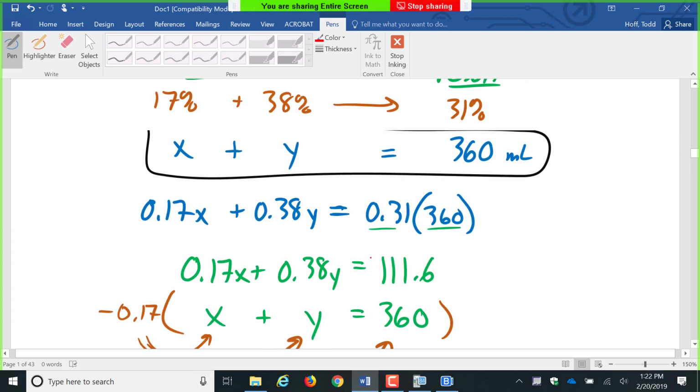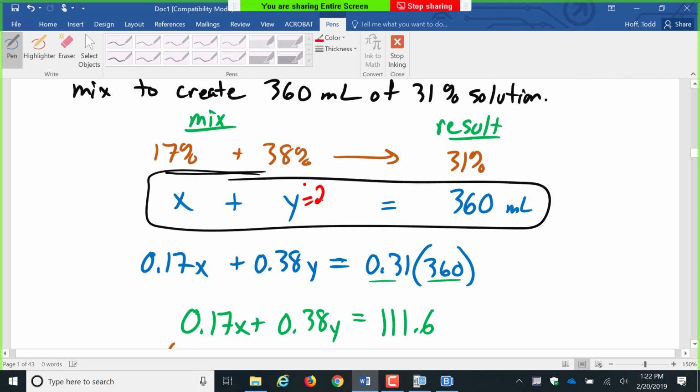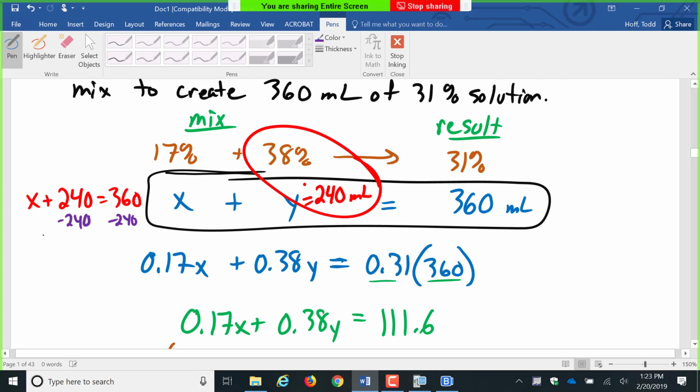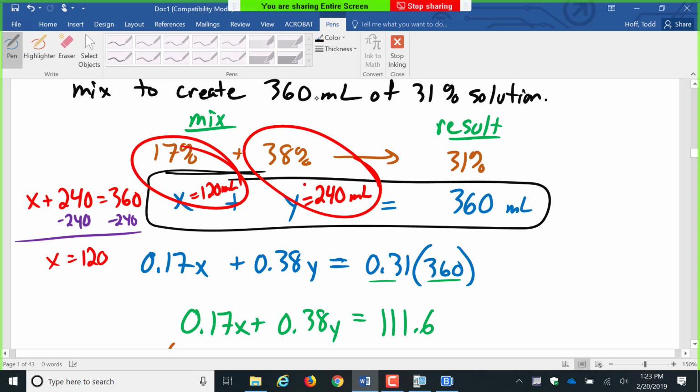So let's go back up and make sure we know what that is. y was the amount of the 38%. So that's 240 milliliters. To find the 17%, x plus y becomes x plus 240 equals 360. We subtract 240 and get x equals 120. So we got 120 milliliters of the 17% and 240 milliliters of the 38%. Any questions?